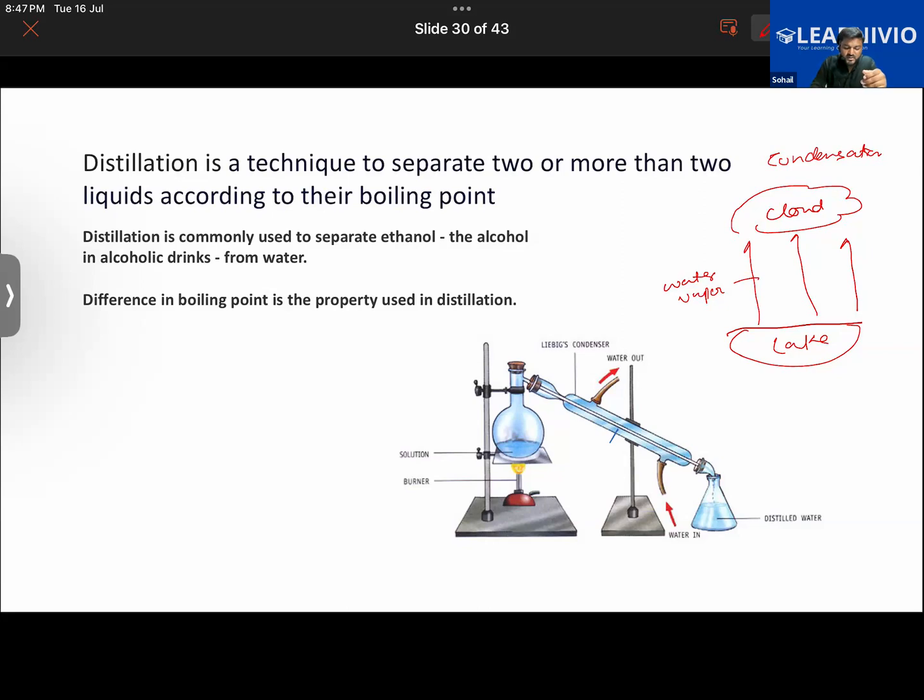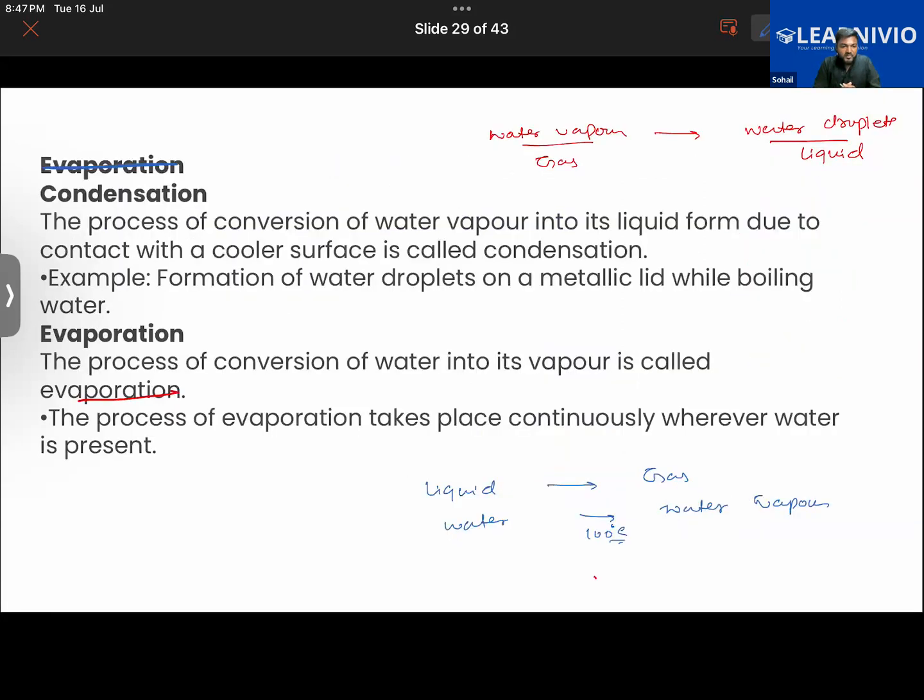So here the condensation will be taking place. As we also know, as you go higher up in the sky, the temperature drops. So it's a thing of observation. There we get to see that higher above in the sky, the water vapor converts into water droplets. And how does that happen? Because the temperature drops higher up in the sky. So there condensation is happening.